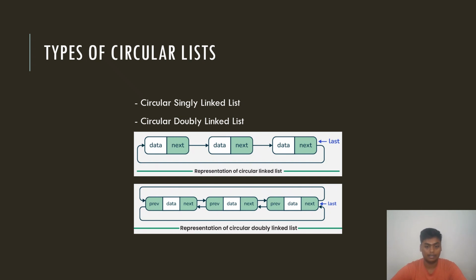Whereas in the circular doubly linked list, the data is present in the middle block, and there is a previous pointer as well as a next pointer. The previous pointer will be pointing to the previous node, and the next pointer will be pointing to the next node.